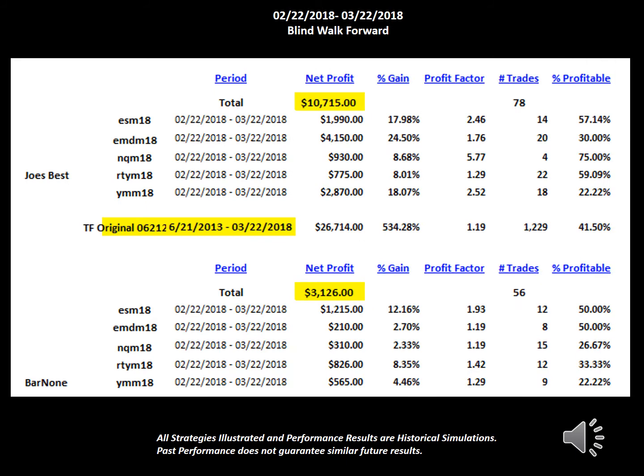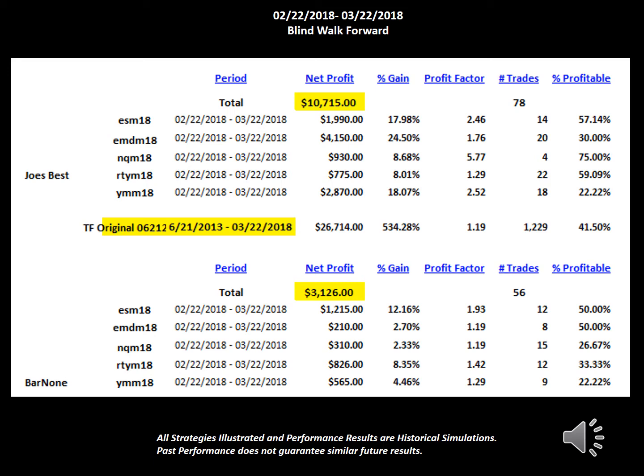Well, here's Joe's Best, and then also Bar None. And Bar None did really well. It made money in every market. It made $3,126, and that's pretty decent. But Joe's Best was stellar this month.